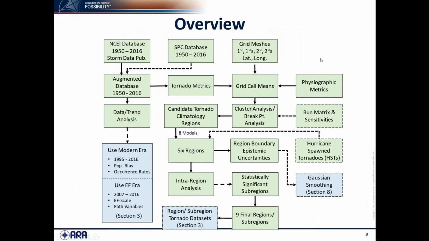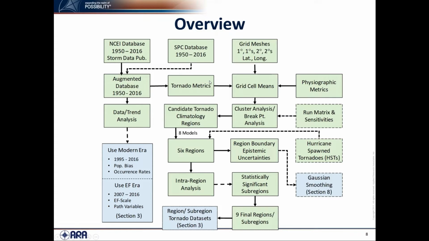So let's talk about this. Another busy flow chart, and again, I'm only going to be able to hit some of the highlights here as we've got a lot to go through. We just want to give you a flavor of all the things that we worked on. We start out with some of the key elements from the NCEI database and the SPC database. We merged those together and created an augmented database. We did some data cleansing, developed some tornado metrics, and worked on understanding what's going on.